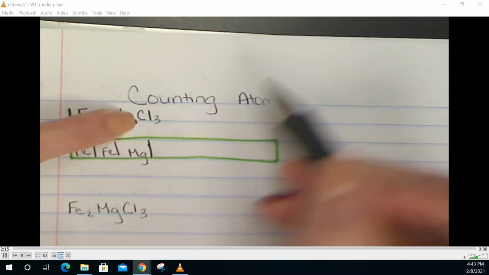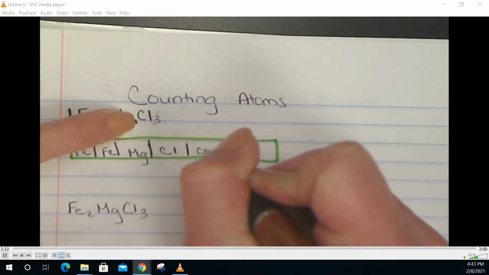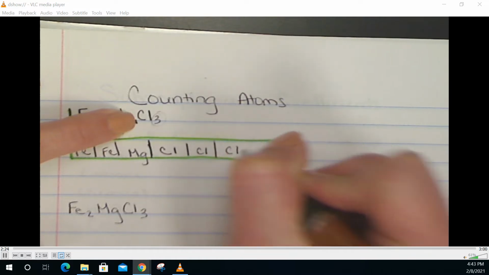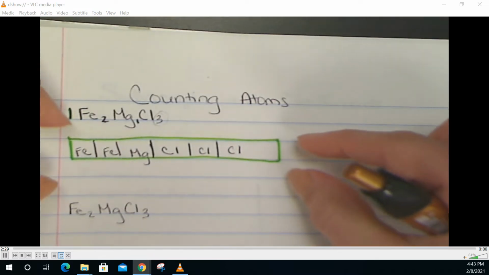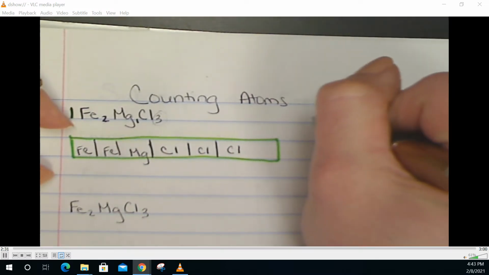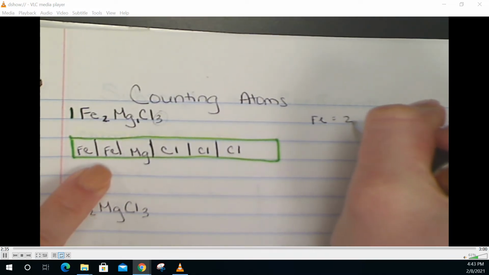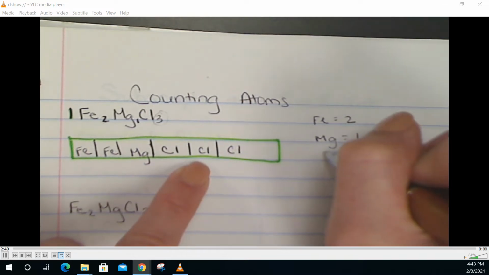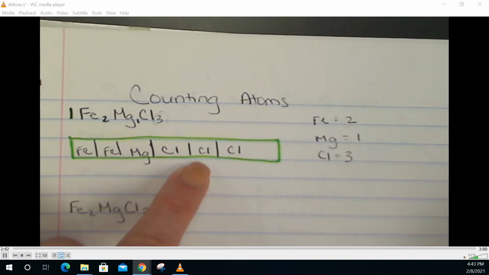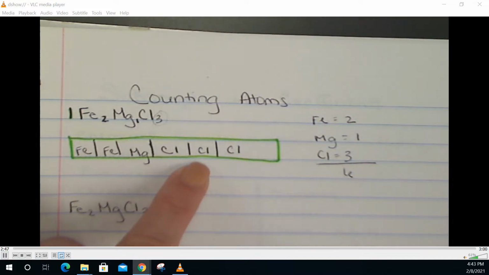And then my next element is Cl, which is chlorine, and then it shows 3, so I'm going to write that 3 times. 1, 2, 3. Okay, I have like this huge space, totally fine. Okay, now from here, this is what my molecule looks like. I'm just going to write out my information. So we said that iron had 2 atoms, magnesium had 1 atom, and chlorine had 3 atoms. And that is a total of 6 atoms.